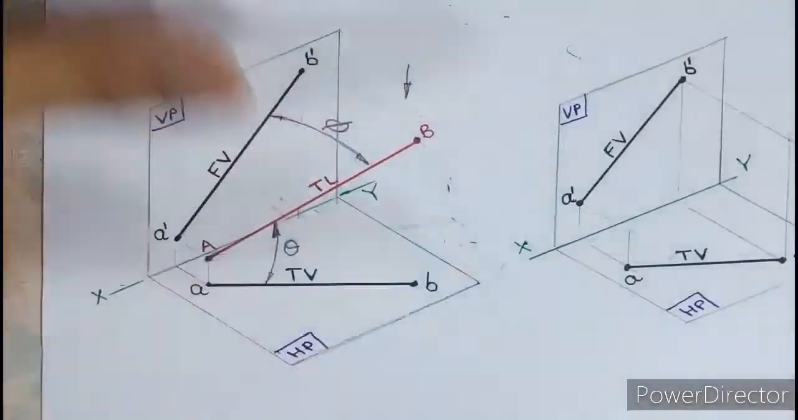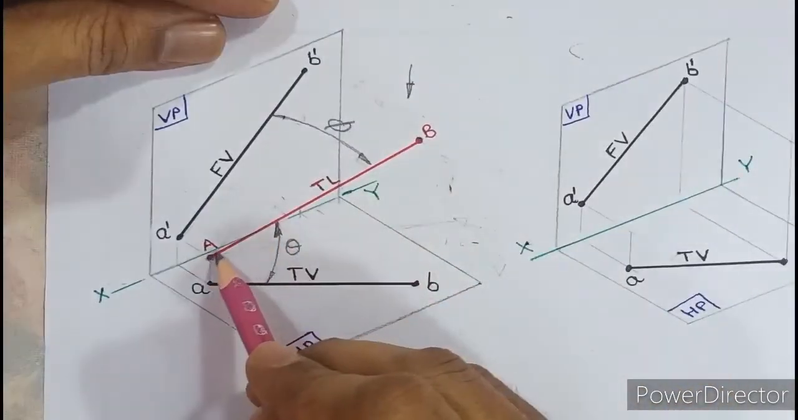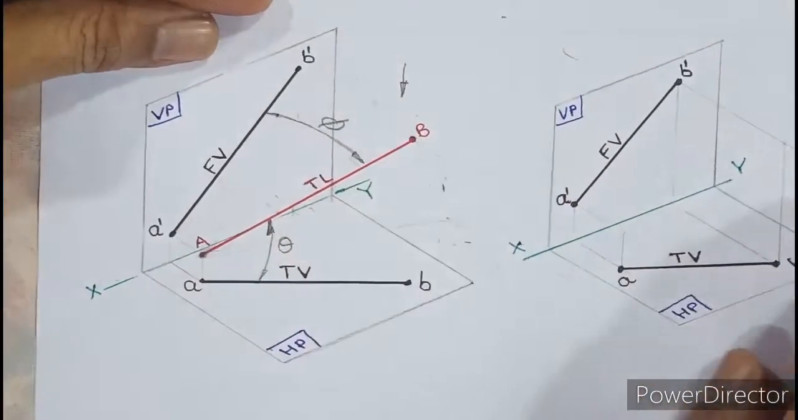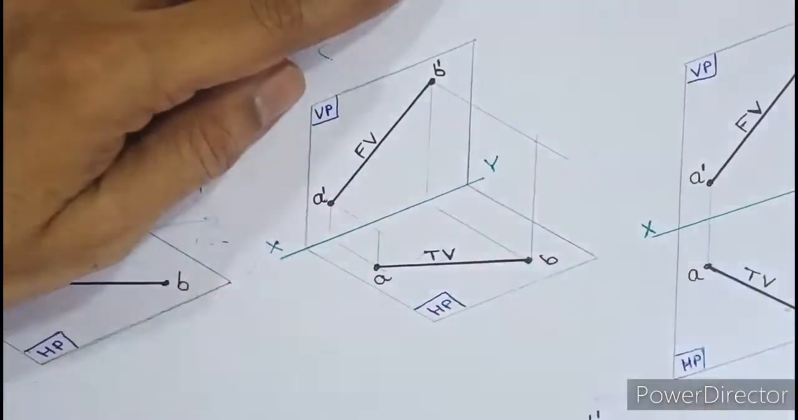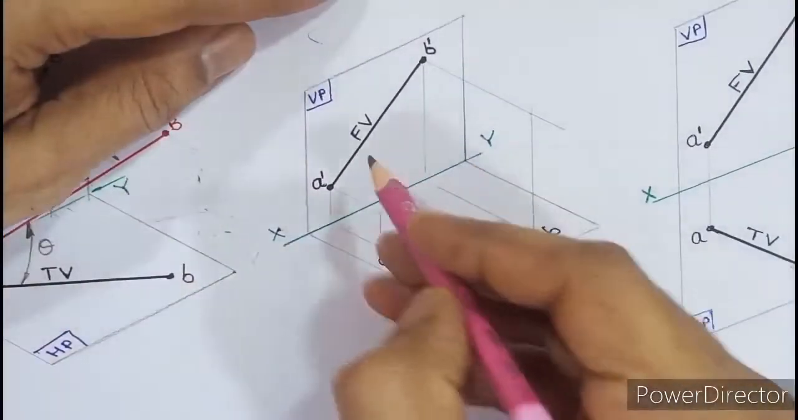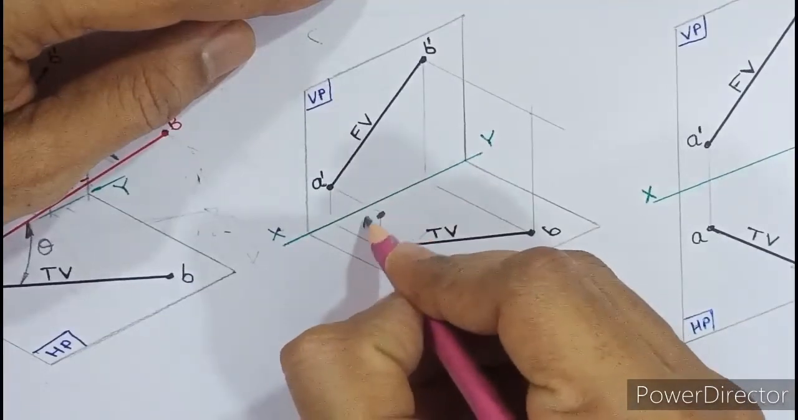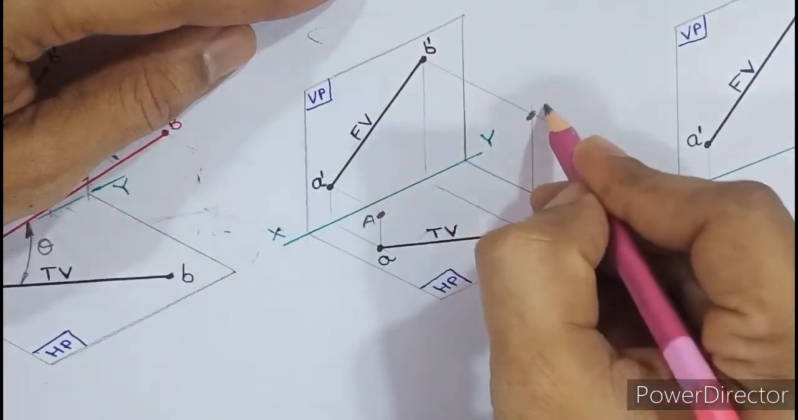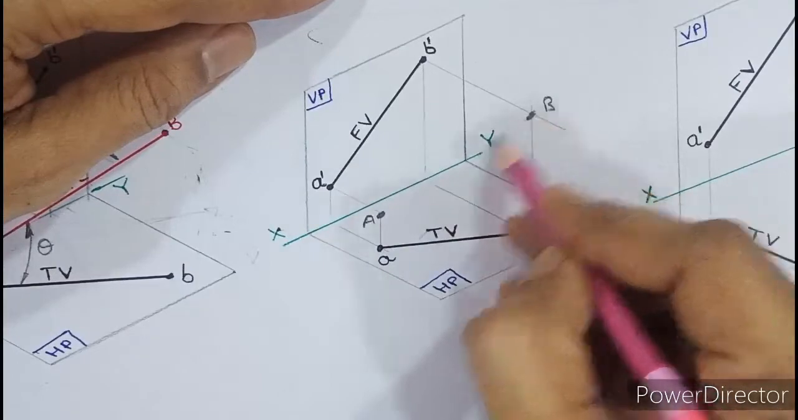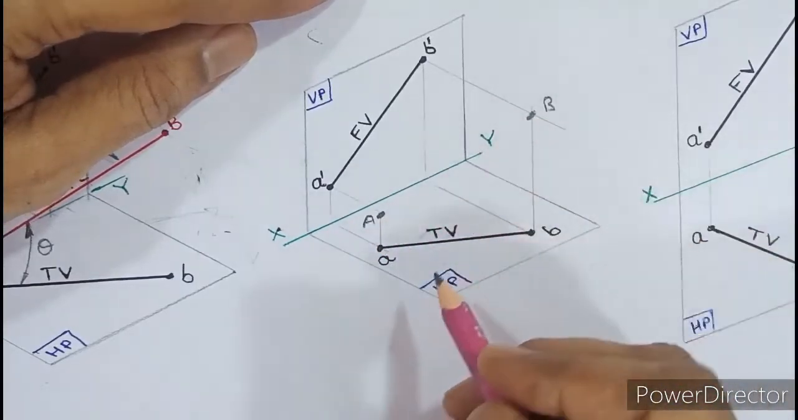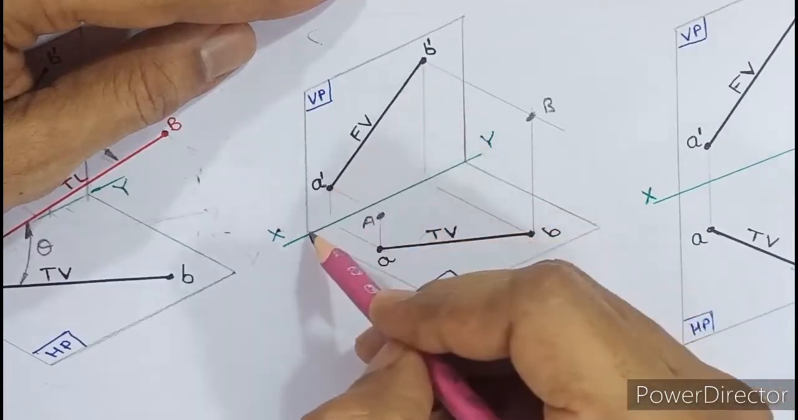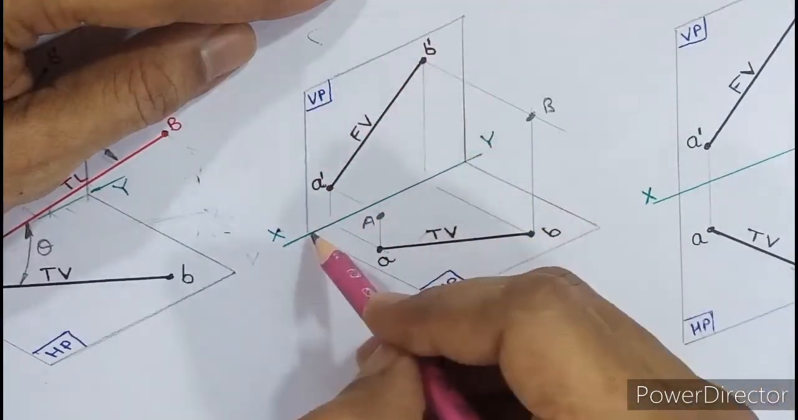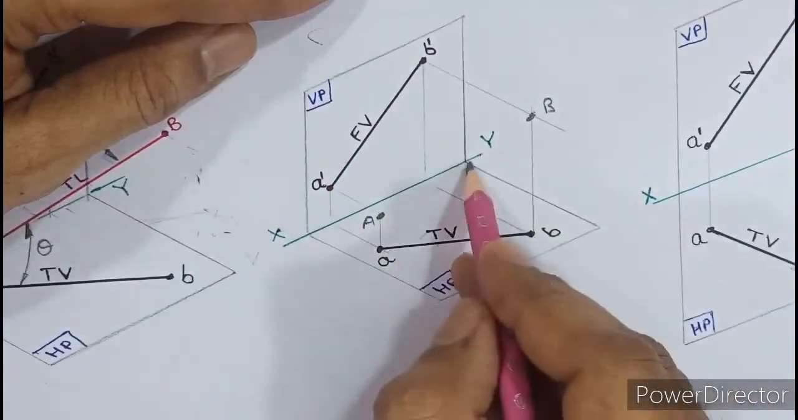Now suppose for the time being, assume that this true length is removed, then the diagram will look like this. So if I remove the true length for a while, here the true length was over here, this point was A and this point was B. The true length was the line joining AB. If I remove the true length for a while, you can see that the front view A dash B dash is attached with the vertical plane and the top view AB is attached with the horizontal plane.